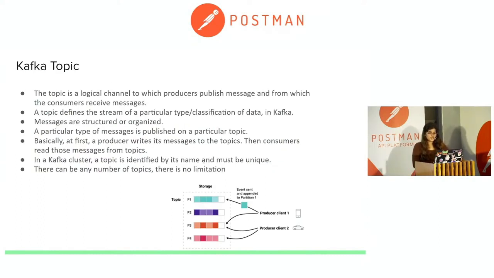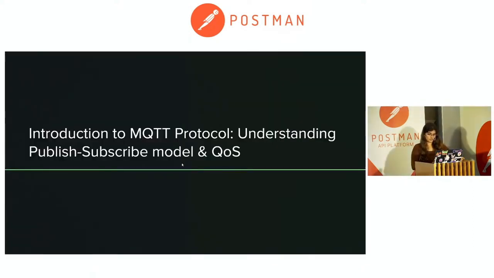So yeah, and the next is Kafka topic. Kafka topic is basically a logical channel to which producers publish messages and from which the consumers receive messages, right? So a topic defines the stream of a particular type or classification of data in Kafka. These messages are structured or organized, and a particular type of messages is published on a particular topic, and this topic is identified by its name, and it must be unique. There can be any number of topics, and there are no limitations.